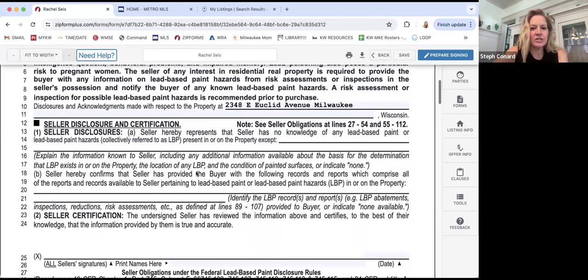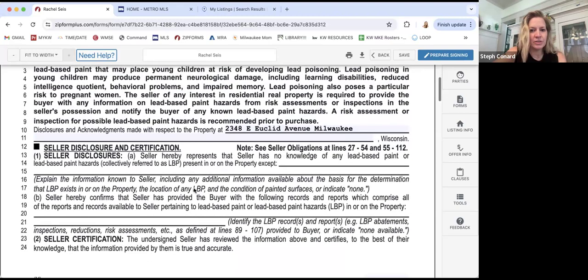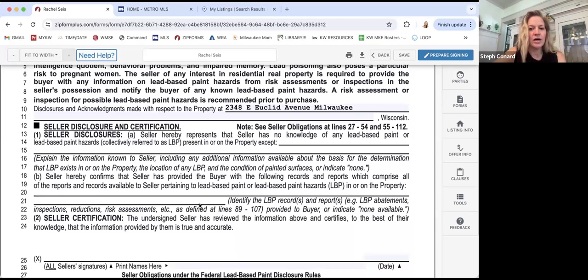9 times out of 10, you're going to see that the seller has indicated no on line 14 or on line 20. If a seller has not specifically taken samples from their home and sent it off to a lab to get tested, they technically do not have knowledge that there is lead-based paint on the home. So more often than not, you're seeing none and none here. This is a very important document, however.